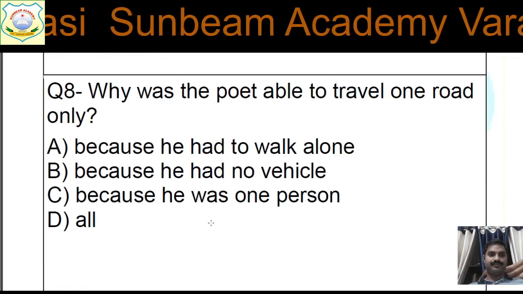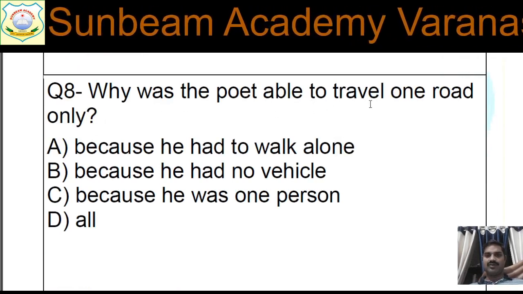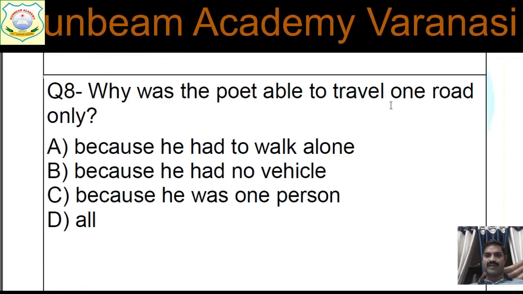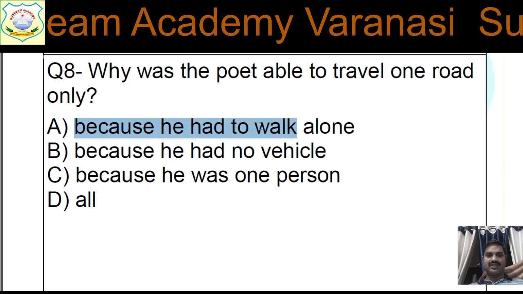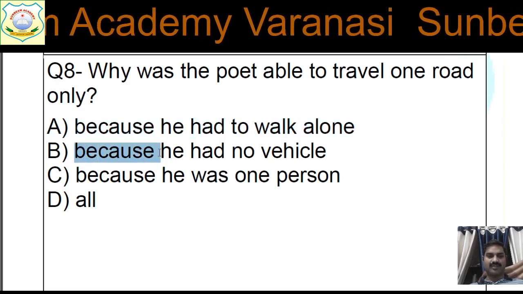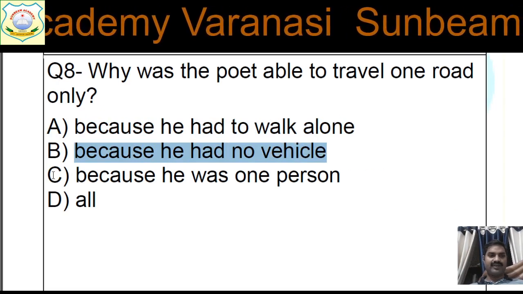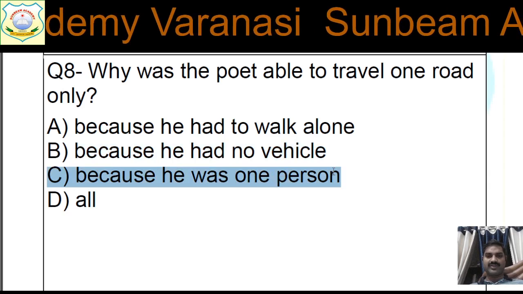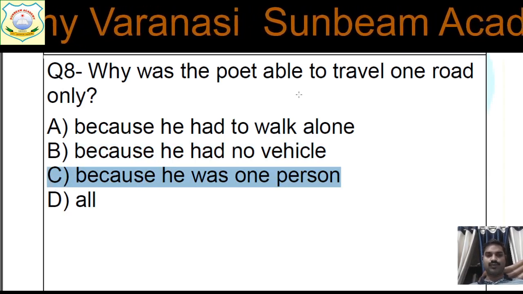Next is, children, why was the poet able to travel one road only? Because options are, because he had to walk alone. Okay. Let us see other options. Because he had no vehicle. This was not shown there anywhere in the poem. Because he was one person. I think that here this option is suiting this question. Because he was one person.